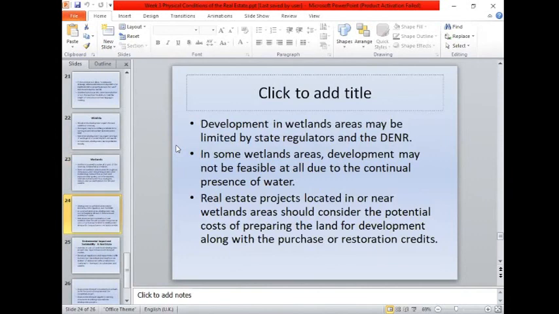And take note that development in wetlands may be limited, yes, because of the DENR's regulation. Because in some wetlands, development may not be feasible due to the continual presence of water. And real estate projects located in or near wetland areas consider the potential cost of preparing land for development, along with the purchase of restoration credits.